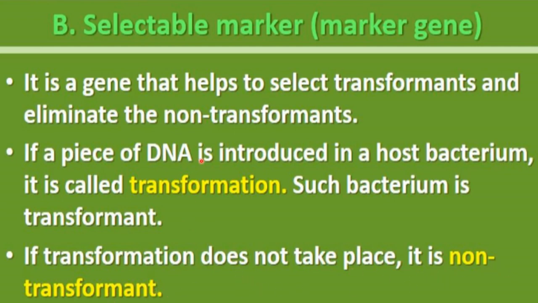So here, with the help of these selectable markers, we can select transformants from non-transformants. This means we can select in which bacterium cells that foreign piece of DNA has been introduced, and in which bacterium cells that DNA has not been introduced, right? With the help of these genes we can select that.